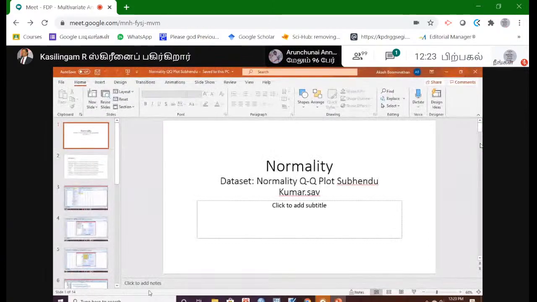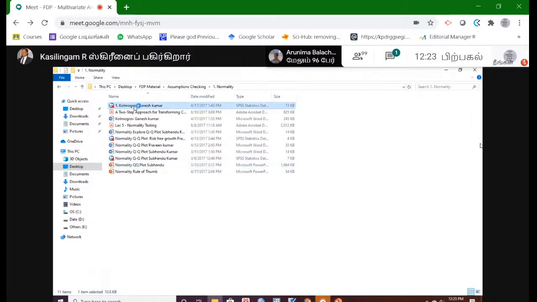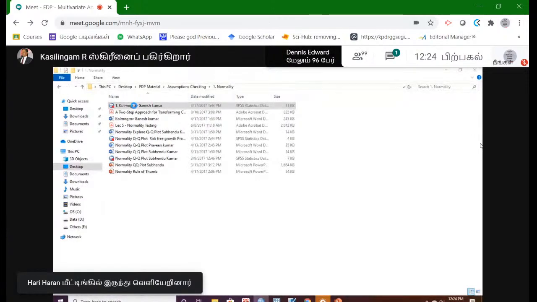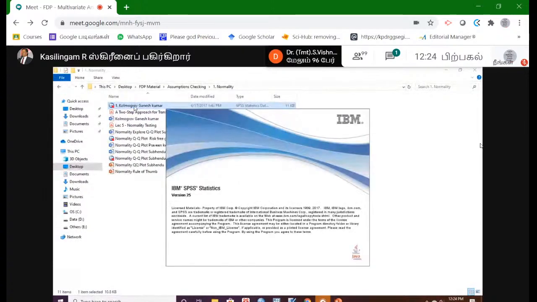Apart from that, what I will suggest is, in Analyze, if you go to Explore, then you will get skewness statistics. You have the kurtosis statistics.